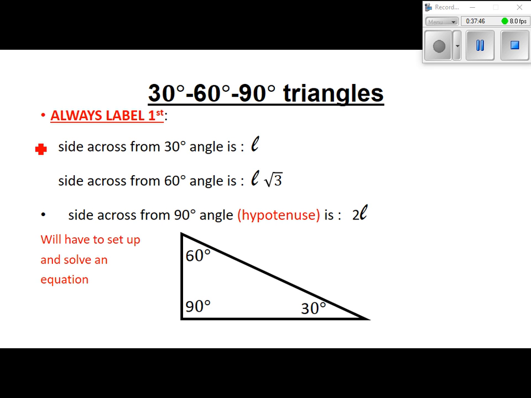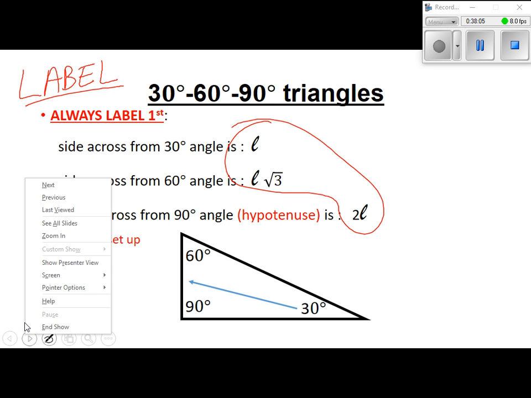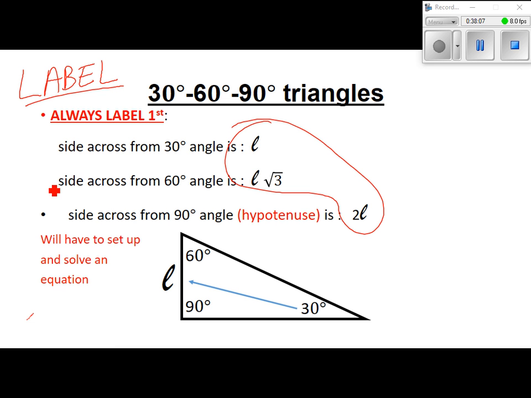So again, everything, first thing you're going to do every single time, label the triangle. And when I'm saying label it, I'm talking about going through and writing this in on the sides. See if I put action on this one or not. Yep. The side across from the 30-degree angle is always going to get labeled just L, or, if you don't like using the L, X. You put X on our papers. Did I put X on your papers? Yeah. Really? I did, didn't I?